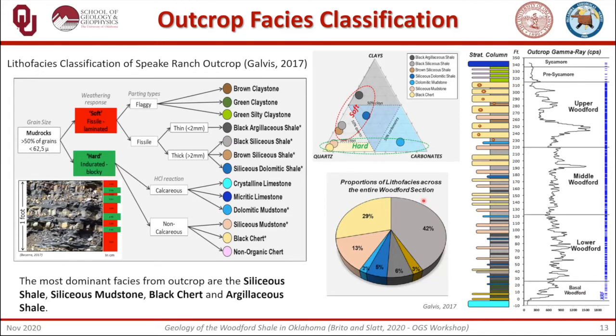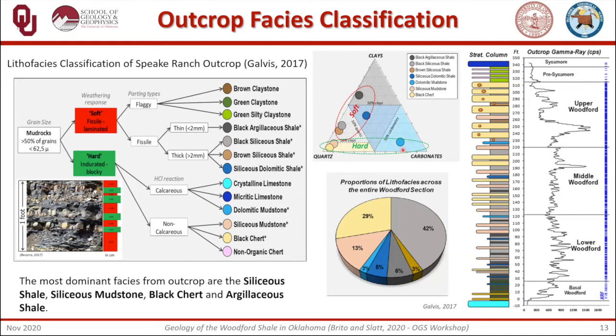And you can group them into either a soft or fissile laminated rock, or a hard, indurated, blocky group. The main facies are your Siliceous Shale, your Siliceous Mudstones, and your Chert. Then you also have some presence of dolomite shales and dolomite mudstones in this rock, as well as some Argillaceous shale. The Woodford tends to have a high content of quartz, either detrital or biogenic, and a low content of carbonate, except for the limestones or dolomitic limestones, and then some of the clay-rich rock tends to have higher clay content.